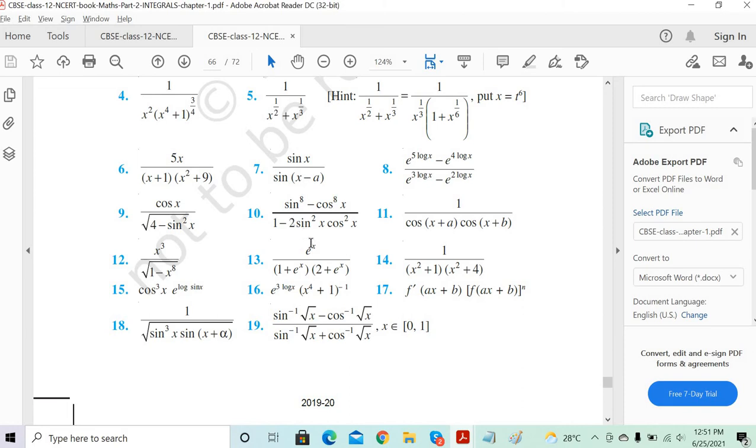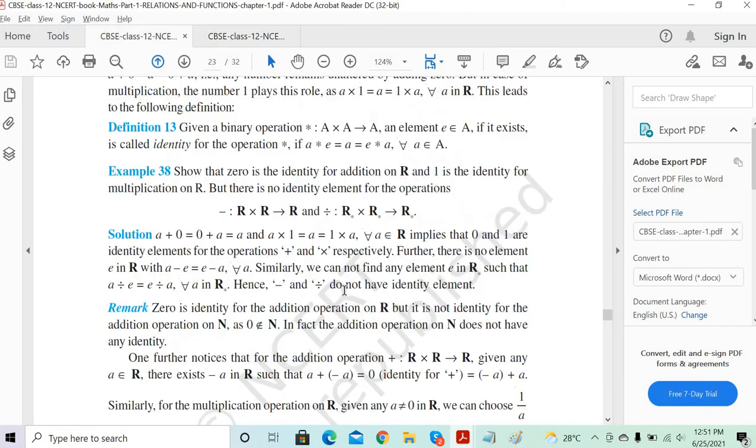Here they take a plus 0 and 0 plus a equal to a. They have proved it with the addition sign, and multiplication also in the same way, and they showed a belongs to R, the real numbers. So what are we saying here? That the identity elements of the operations are 0 and 1 respectively.